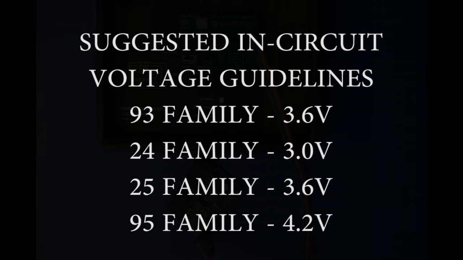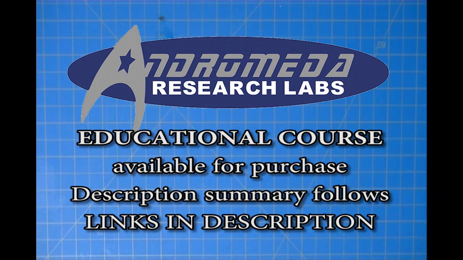Then we're going to talk about how to identify the parts. Basically, we're going to go into the part number fragments, how to tell what an EEPROM actually is, so you can pick the part number. And then the last thing we're going to cover is the suggested voltages for programming these parts in circuit. That's a summary of what you're going to learn, what we're going to cover in this course.